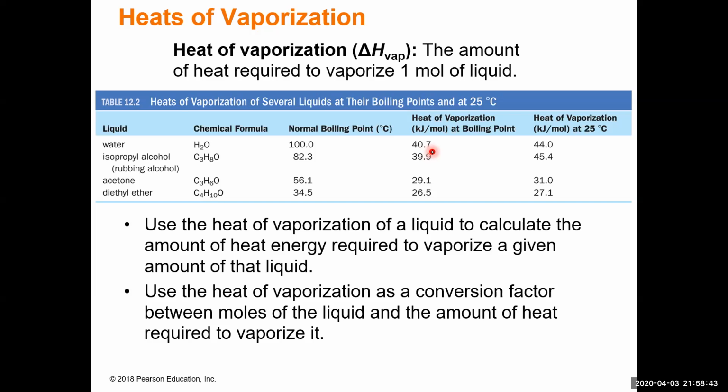At temperatures besides the boiling point, each of these liquids also has a heat of vaporization. So at 25 degrees Celsius, the heat of vaporization is 44.0 kilojoules per mole for water. We can use the heat of vaporization of a liquid to calculate the amount of heat energy that's required to vaporize a given amount of that liquid. We'll use the heat of vaporization as a conversion factor between the moles of liquid and the amount of heat that's required to vaporize it.